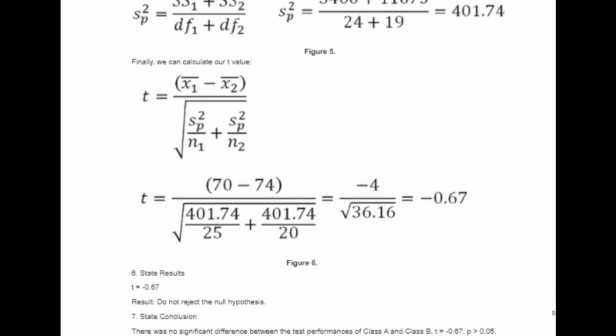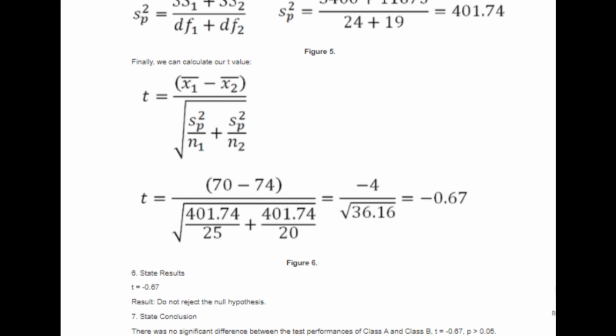Then we finally get our t value. T is equal to open parenthesis 70 minus 74 close parenthesis over square root of 401.74 over 25 plus 401.74 over 20. Then we got negative 4 over square root 36.16. Then negative 4 divided by square root of 36.16, we got negative 0.67.